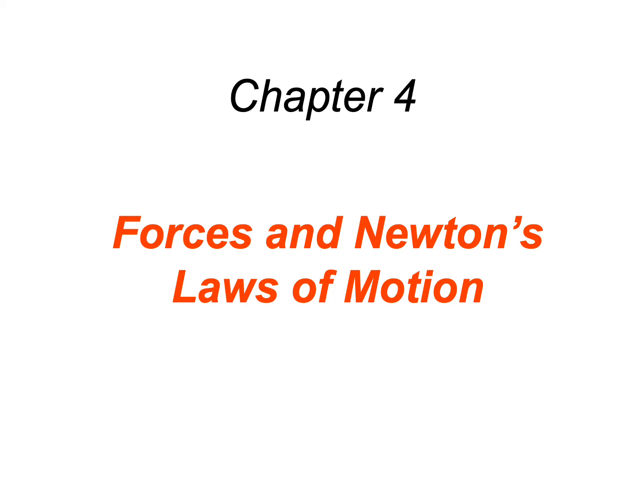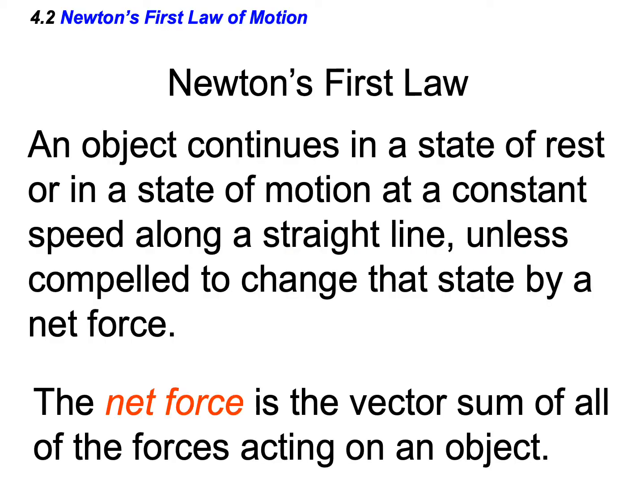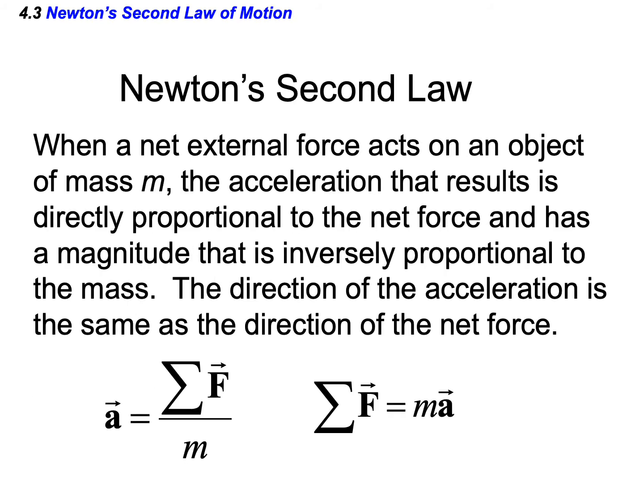This is the second part of chapter 4. In part 1, we talked about Newton's first law and second law. Newton's first law is if an object at rest continues to stay at rest, or if an object moves at a constant velocity, it maintains that velocity unless there is a net force acting on it. And Newton's second law is the acceleration, force, and mass relationship.